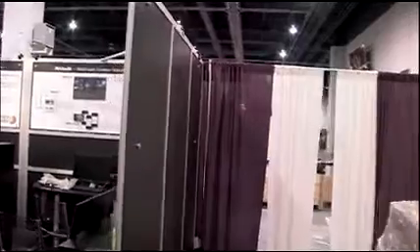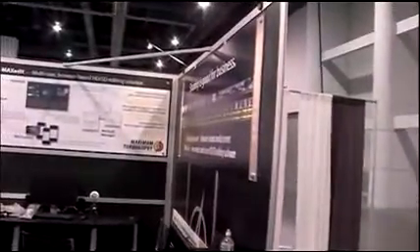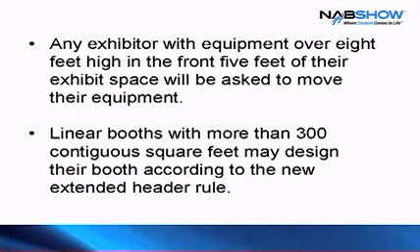Booth equipment over 8 feet high in a linear booth must be in the back 5 feet of the exhibit space. Any exhibitor with equipment over 8 feet high in the front 5 feet of their exhibit space will be asked to move their equipment in accordance with the rule. Linear booths with more than 300 contiguous square feet may design their booth according to the new extended header rule. Details can be found on the website under the Rules and Regulations section of your exhibitor manual.